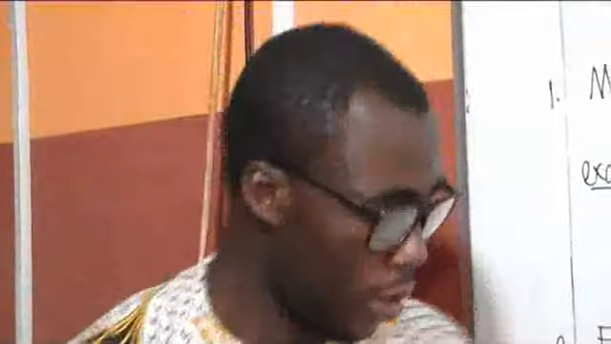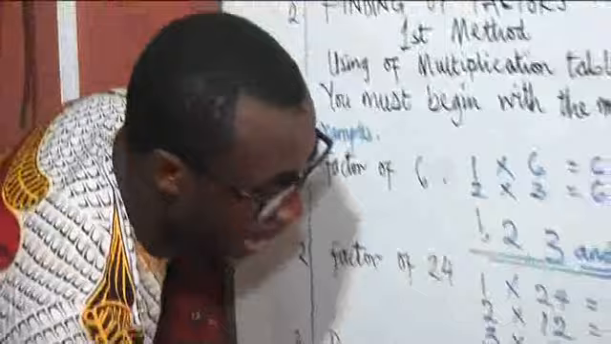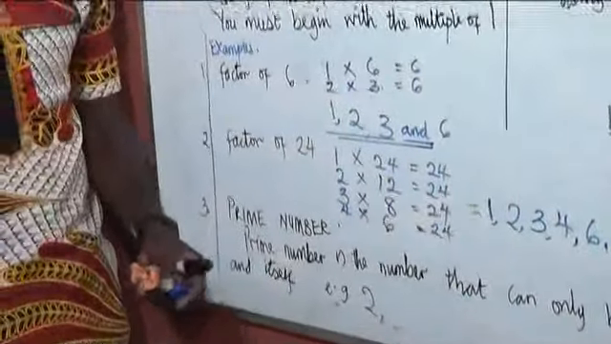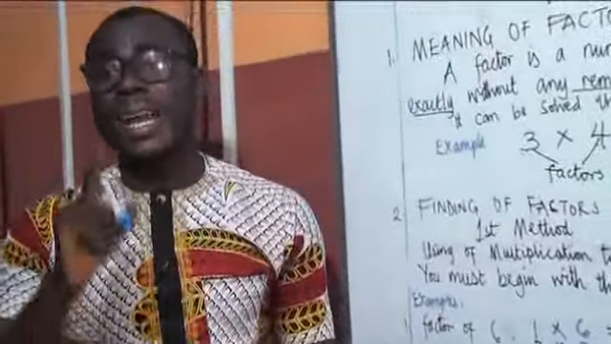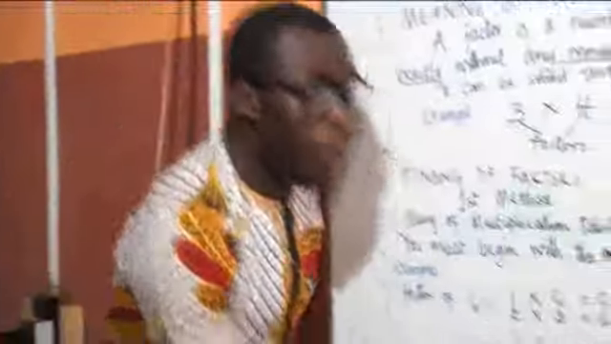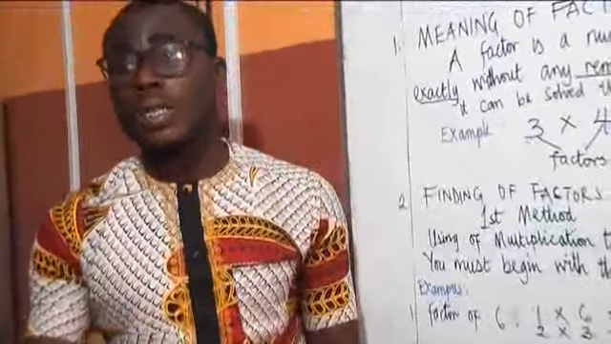And also, the only even number that is a prime number is 2, and that is the first prime number. I repeat, 1 is not a prime number. The only even number that is a prime number is 2. All other prime numbers are odd numbers.